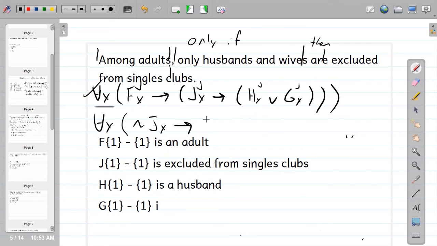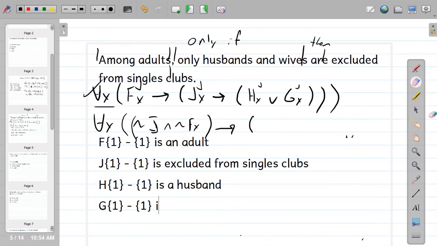Oh, so we should say if you're not excluded and you're an adult, of course. Or sorry, if you're not excluded and you're not an adult, then you're a husband or a wife. Why do you have to be not an adult? Well, because the original sentence says among adults, so the original sentence is perfectly compatible with children who are married getting into singles clubs. This is not a conversation I expected to have this morning. Okay.